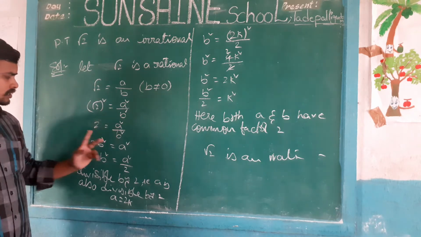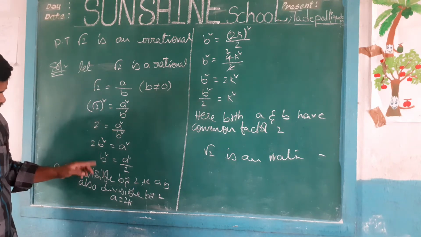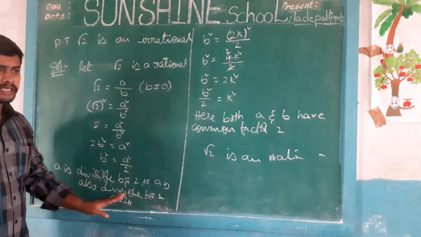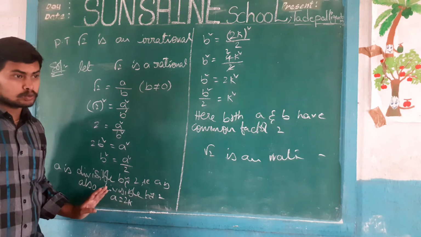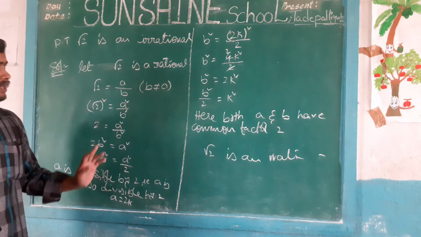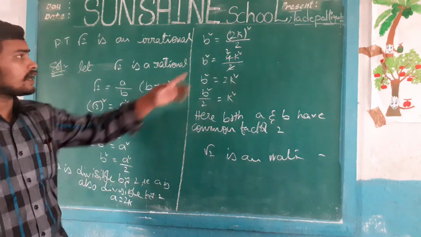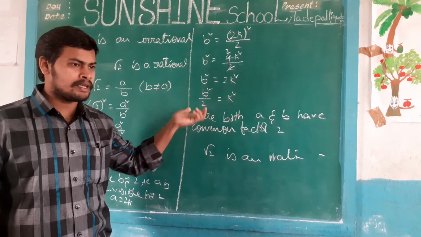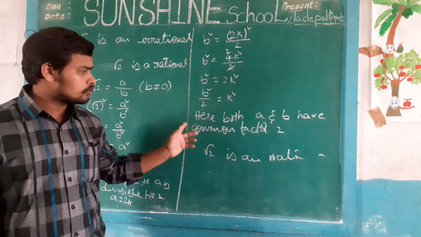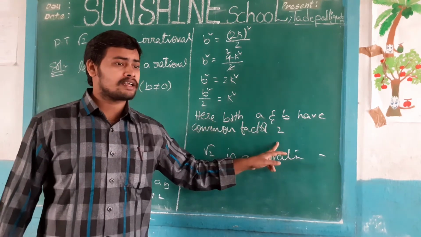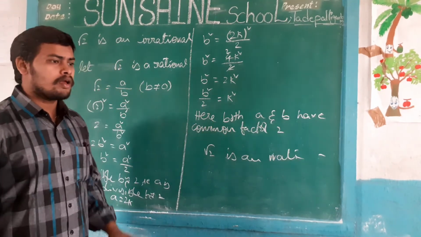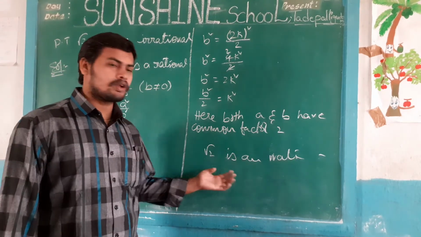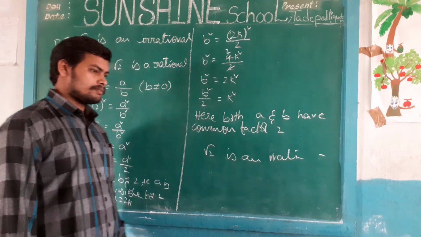So squaring on both sides, a square is divisible by 2, so a is also divisible by 2. And so a has the factor 2, so a can be written as 2k. In a similar way, replace the value 2k here. Proceeding similarly, b square is divisible by 2, so b is also divisible by 2. Here both a and b have the common factor 2. But our assumption is that a and b are co-primes.